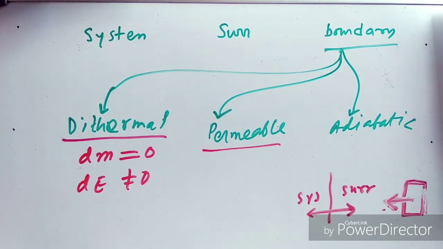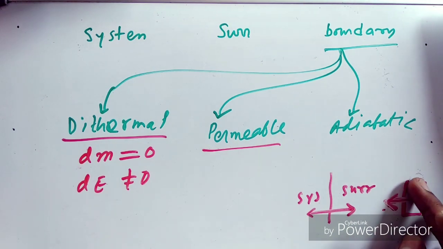In the case of a permeable boundary, both energy and matter transfer are possible. How? Say the glass is open and the cap is not present, then what will happen?